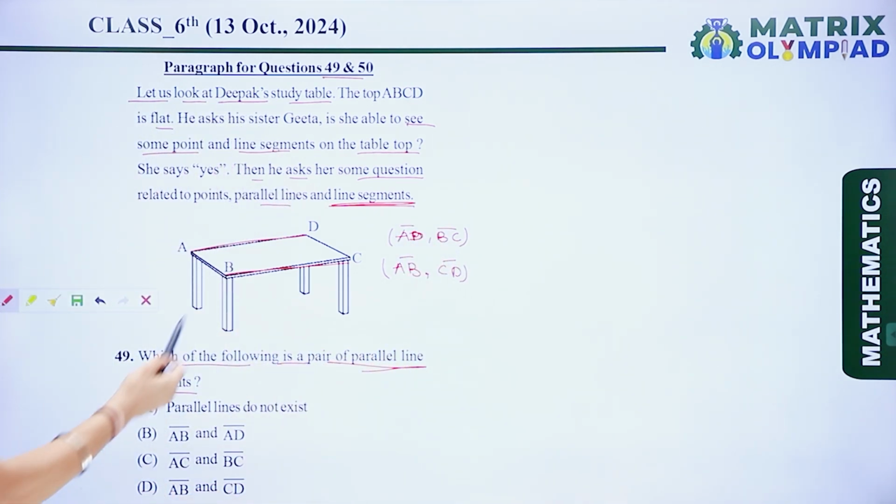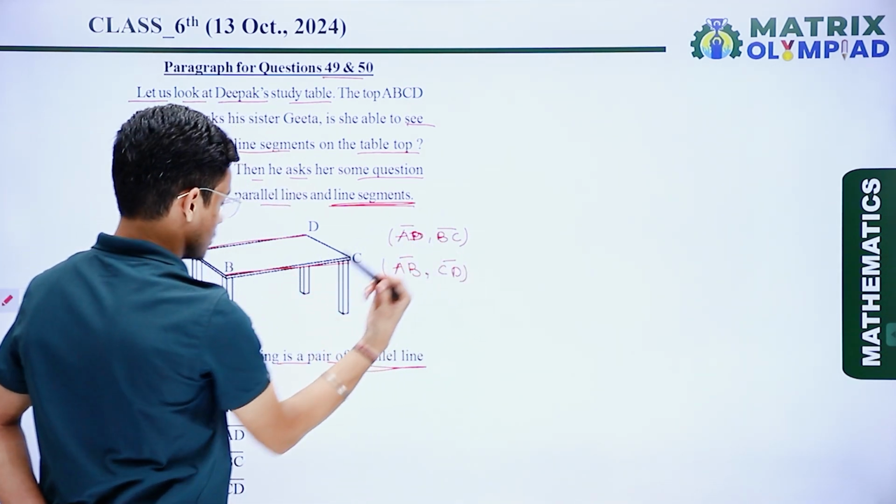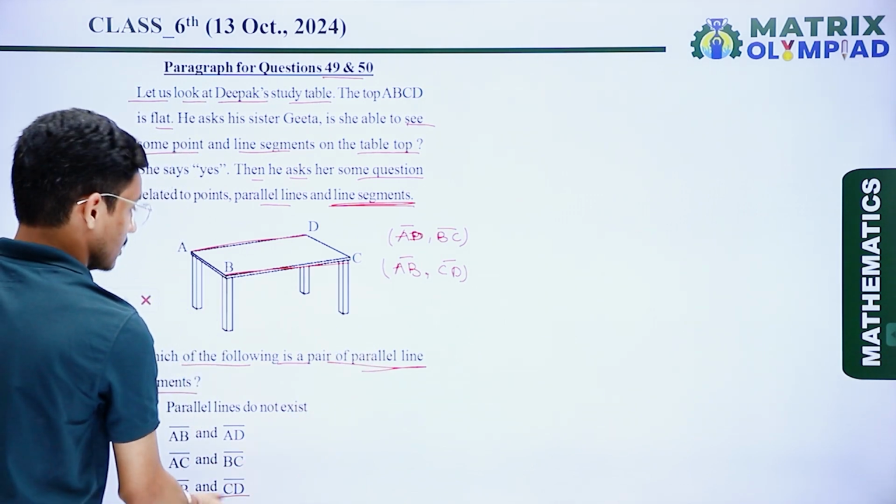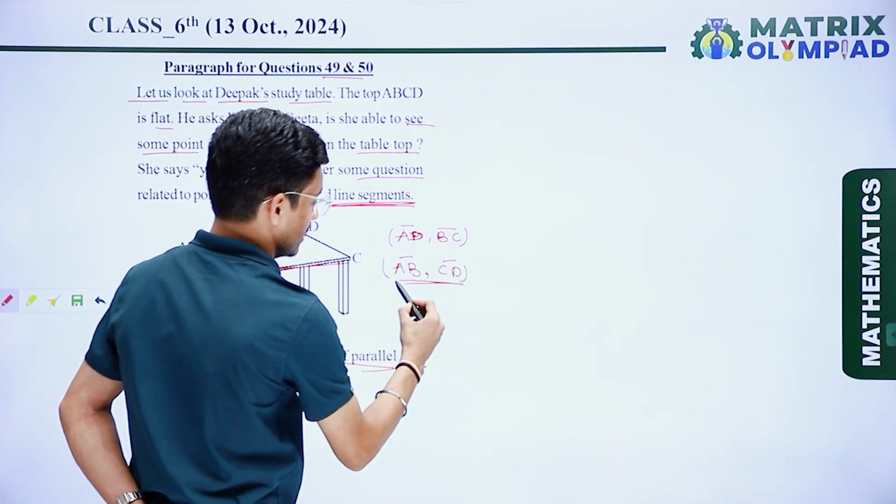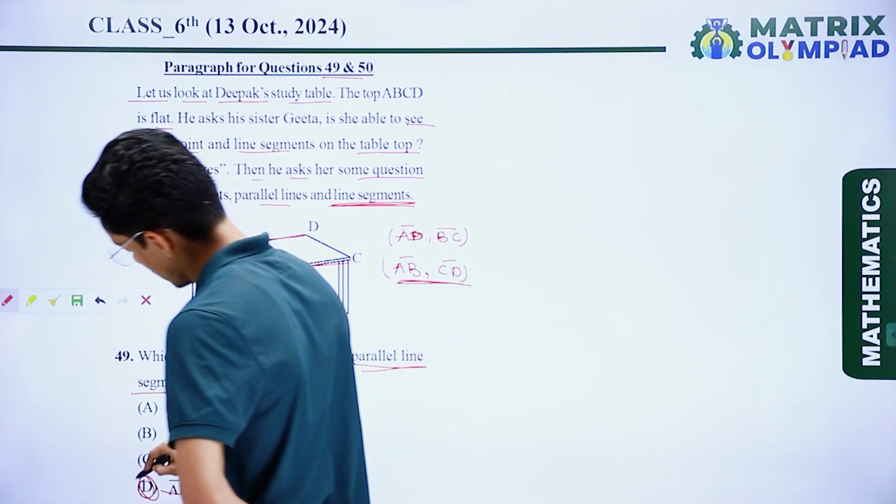AC and BC, AC and BC, this is also wrong. AB and CD, so if I check AB and CD, yes, so here option number D is the correct answer.